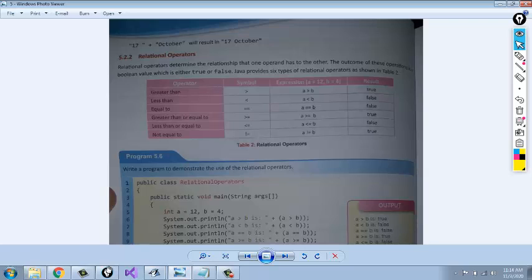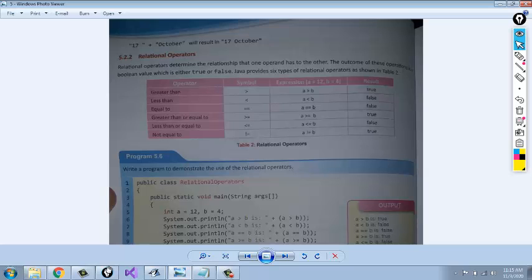Then A less than B, the second one, the less than operator. What about A less than B? A has a greater value than B, so A less than B will be false. Then A equals B. The value of A is 12 and the value of B is 4. Both variables or operands have different values, so the value of A will not be equal to B. So the result of this operation will be false.